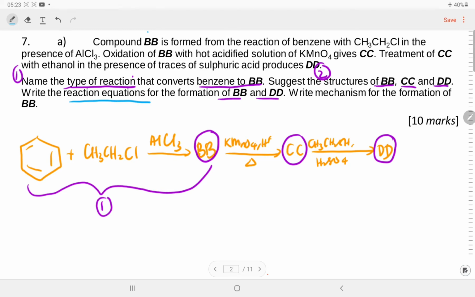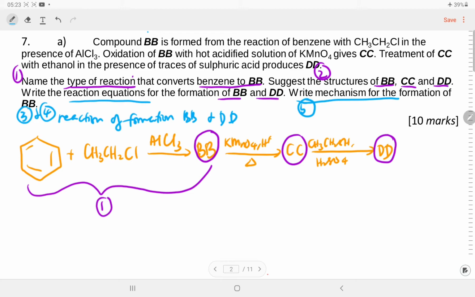The reactions for the formation of BB and DD are your third and fourth tasks. And finally we have the mechanism: write the mechanism for the formation of BB. So this is the fifth task. Altogether you have 5 tasks.